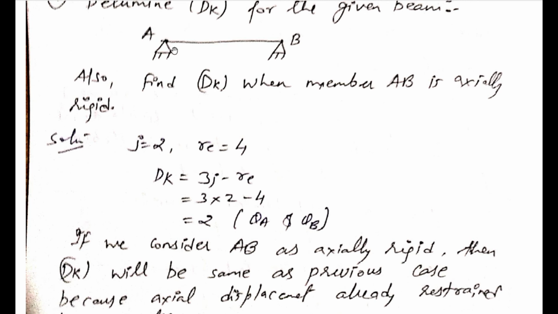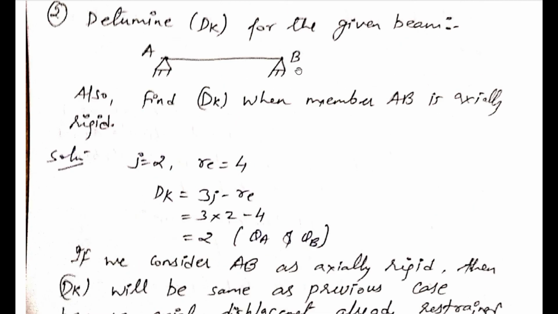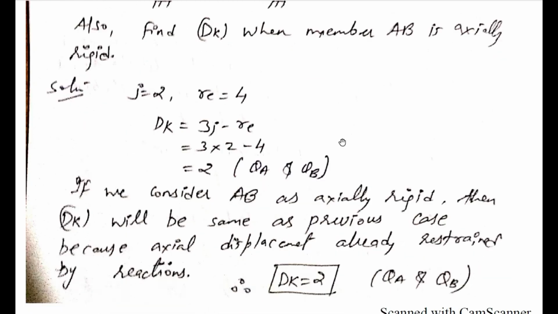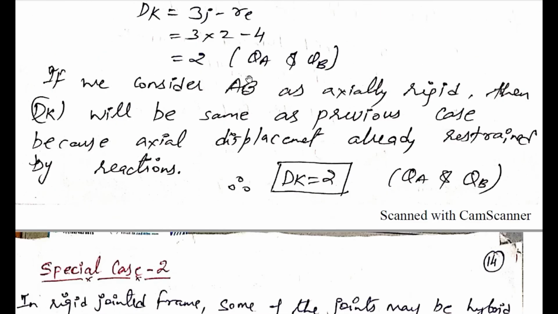We know that the rotation theta A at this joint and the rotation at the other joint are the degrees of freedom. If we consider AB as axially rigid, then our dk value will be the same as in the previous case, because axial displacements are already restrained by the reactions. Both the A support and the B support are restrained, so the dk value will be 2 only. So these are certain examples or numericals. We have already discussed this.